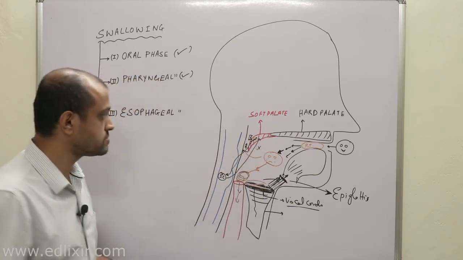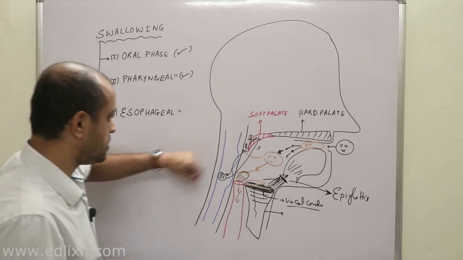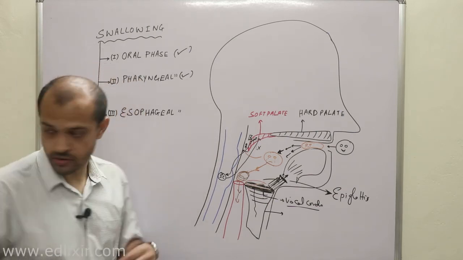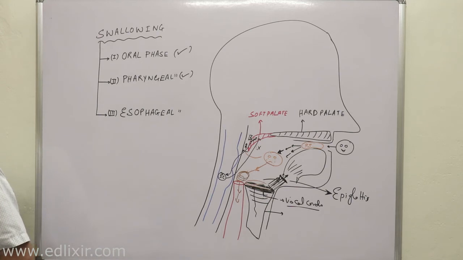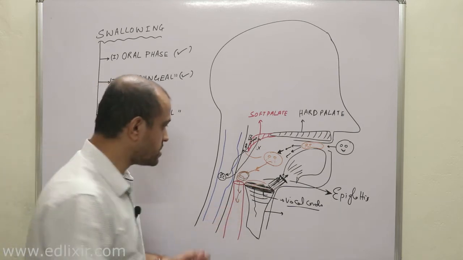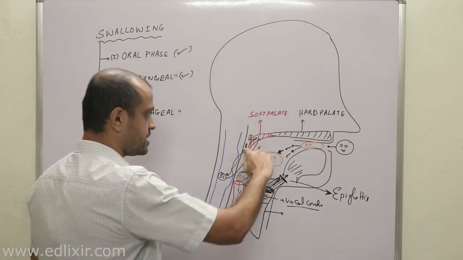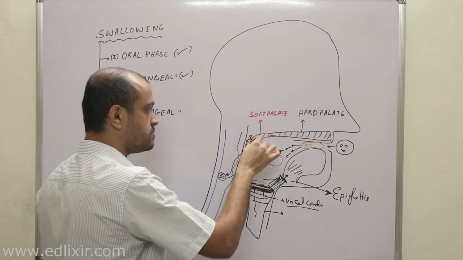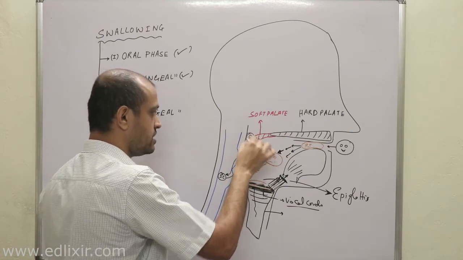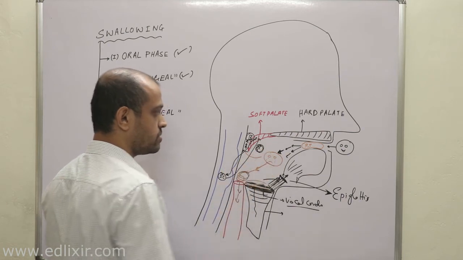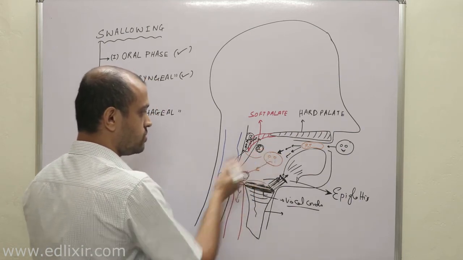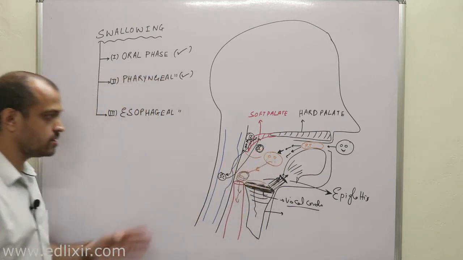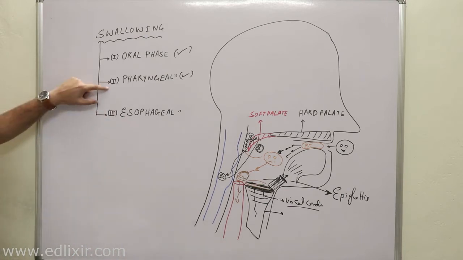Now listen. The soft palate contracts to move upward, because of which nerve? The sensory part is glossopharyngeal, that is 9, and the efferent is number 10, that is vagus. Okay, clear? So this is your pharyngeal phase.